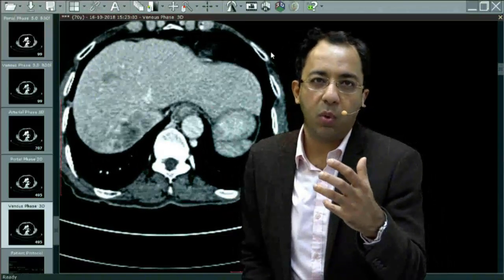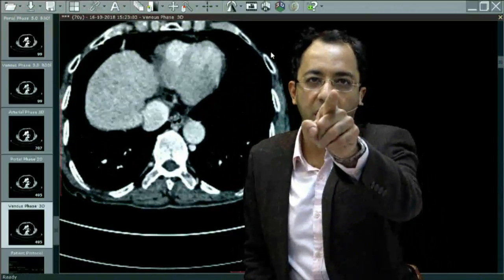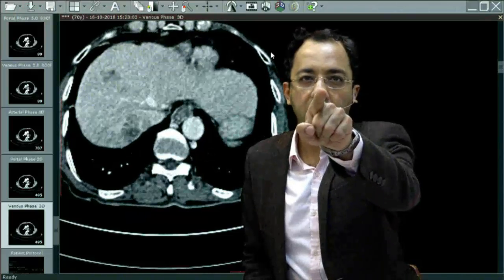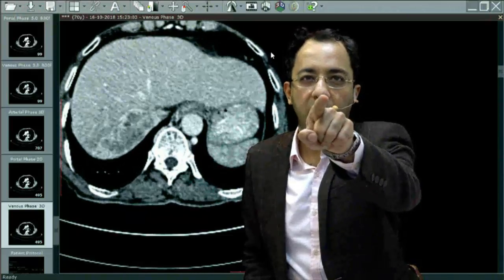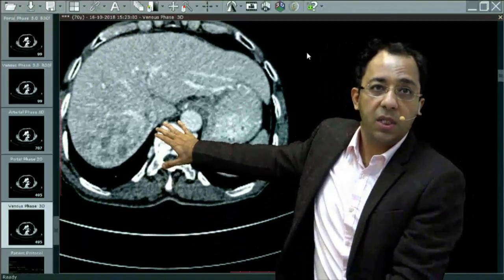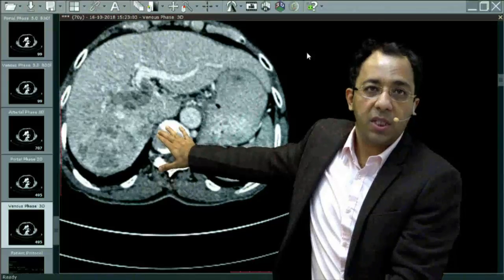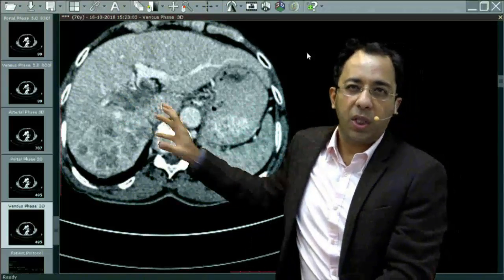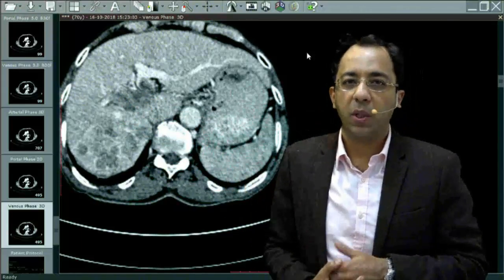Now things become more clear. Now if you try to trace it, look at the inferior vena cava, look at the left hepatic vein, right, and you can see that the tumor is actually involving even the right hepatic vein. It is involving the hepatic part of the IVC, the portal vein. All that vascular invasion is very typical of hepatocellular cancer.